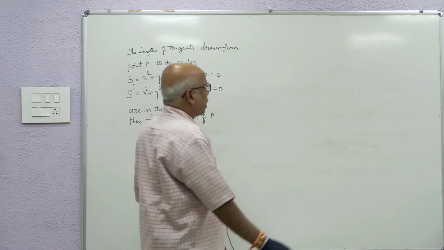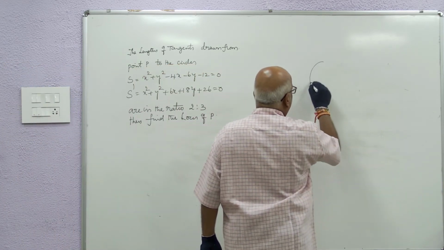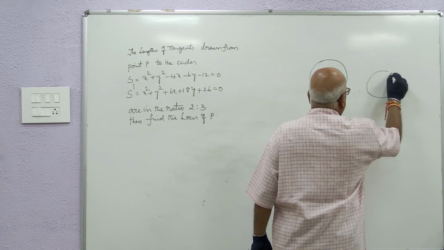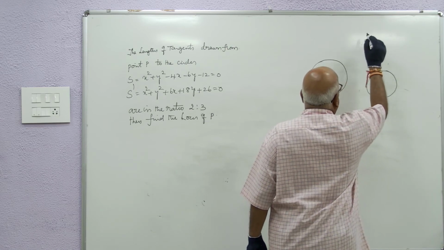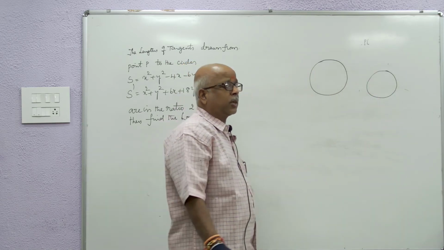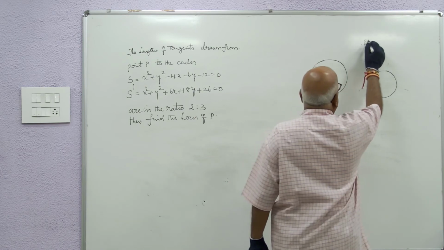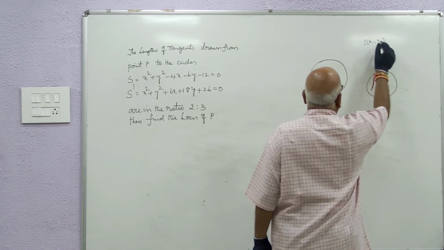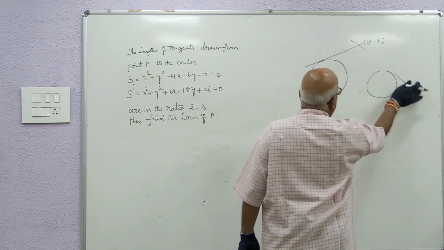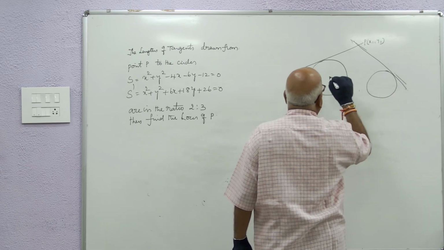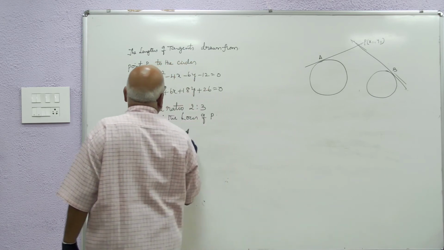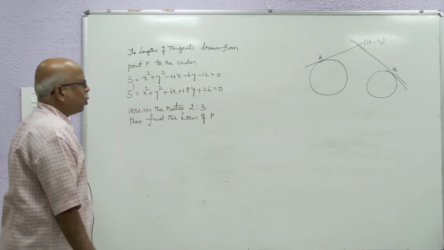What is the meaning of this problem? Here we are having two circles, sir. This is first circle, let us say this is second circle. Here is a point P. We don't know the coordinates of that point. You can take xy or x1, y1 or hk according to your convenience. So I will take x1, y1. From this point, two tangents were drawn to these two circles. Let us say PA, PB. This PA by PB ratio is 2:3. Then what is the locus?